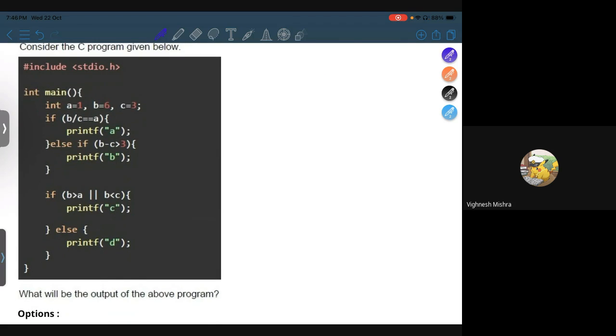What will be the output of the above program? Okay, so A is 1. This is 6 by 3 double equal to 1, which is not, so this will be cancelled out. And B minus C, which is 6 minus 3, is greater than 3. It's again not. Then B is greater than A. So 6 is greater than 1. Yes. Or, again yes. So it will print out C.